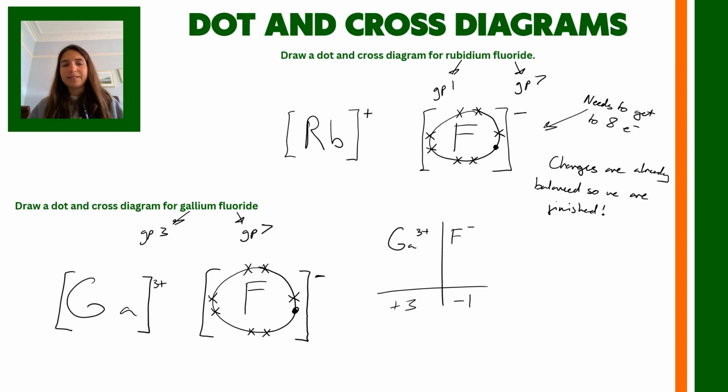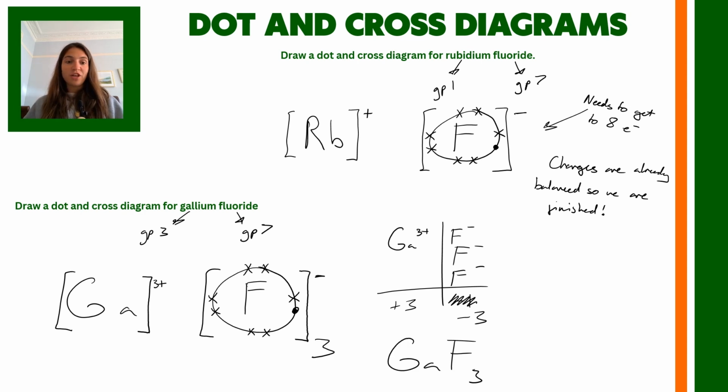Now let me look at my table, because at the minute I've got my gallium with a +3 charge and I've got my fluoride with a -1 charge. And those charges aren't balanced yet. So I need to balance those charges, and at the minute I need some more negative ions. How many more do I need? Well, if I add 2 more, then I get -3 on my right hand side and +3 on my left hand side, and that's when the charges are balanced. So I needed gallium, but then I needed 3 fluoride ions for that to balance. So gallium, F, and then 3 at the bottom there.